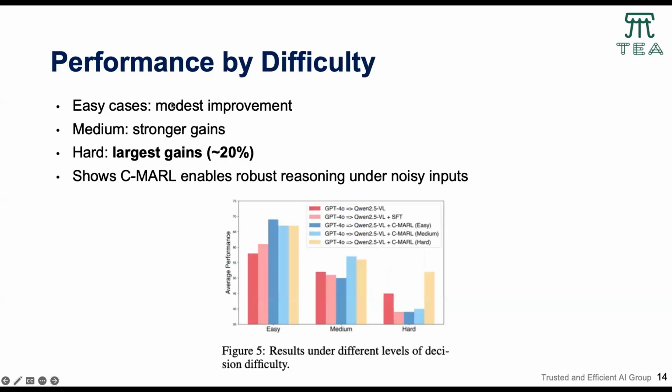And to answer the question about performance by difficulty, they also conduct an experiment. This shows that the use of curriculum learning can enable robust reasoning under noisy input, and their algorithm of curriculum learning for multi-agent with reinforcement learning gains the largest improvement on the hard questions.